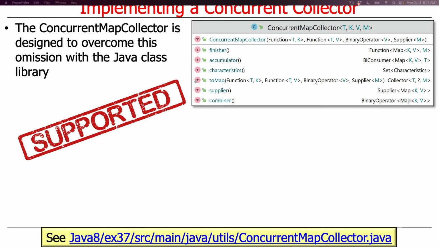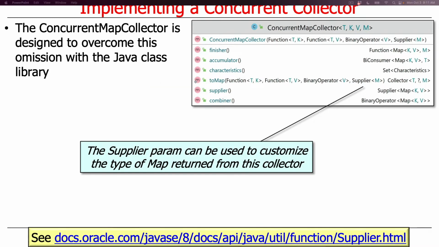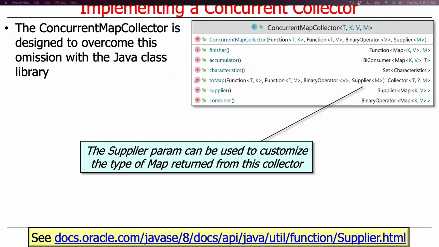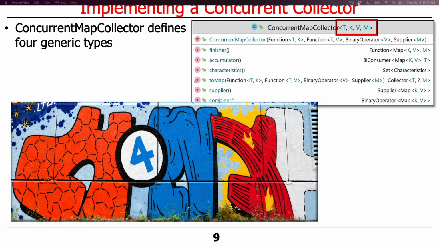To overcome this problem, I defined a concurrent map collector that supports collection into sorted maps. We'll take a look and see how this works. It's in another example, shown here in the EX37 folder in my Java 8 package. It takes some interesting parameters. It takes a supplier, which is used to customize the type of map returned from the collector. Most commonly, it would be something like a TreeMap, which will be sorted. And in fact, it uses a very clever scheme internally to make all this work efficiently.